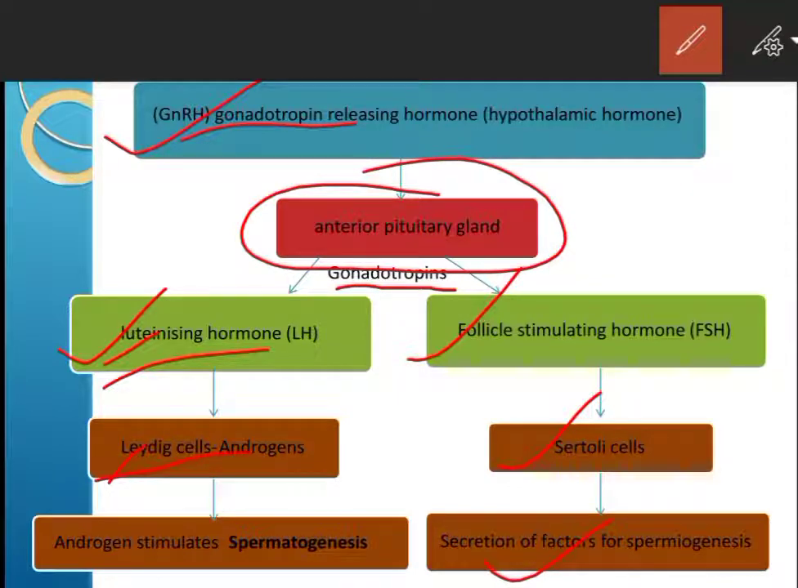ठीक है, ये Leydig cell पर luteinizing hormone will act on the Leydig cells, stimulating the synthesis and secretion of the androgens, which in turn stimulates the process of spermatogenesis. Androgens are the testicular hormones which function to maintain the accessory ducts and glands in males.